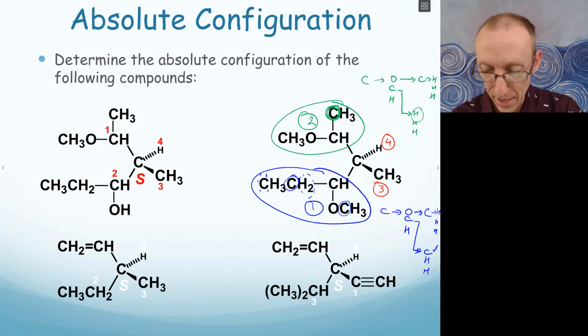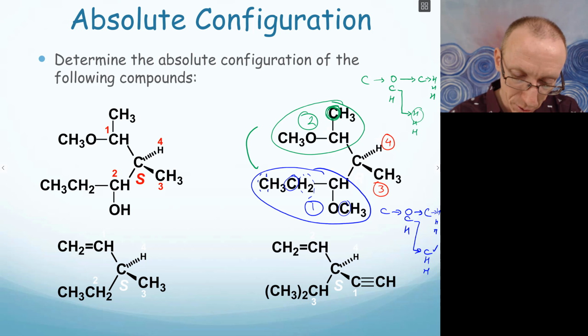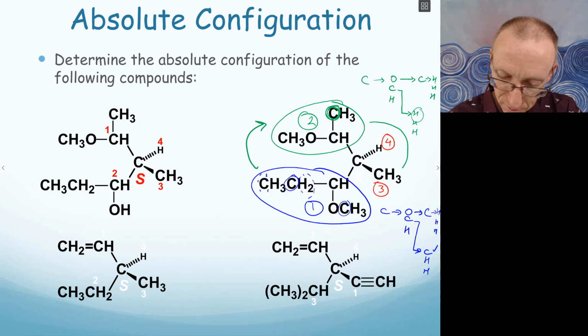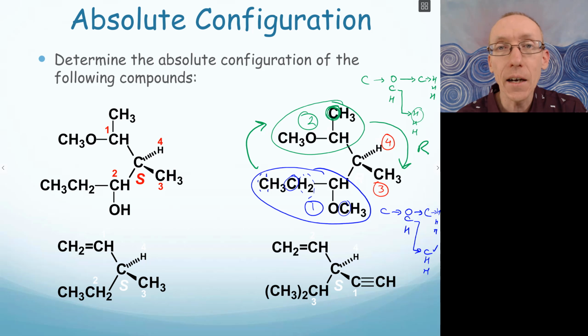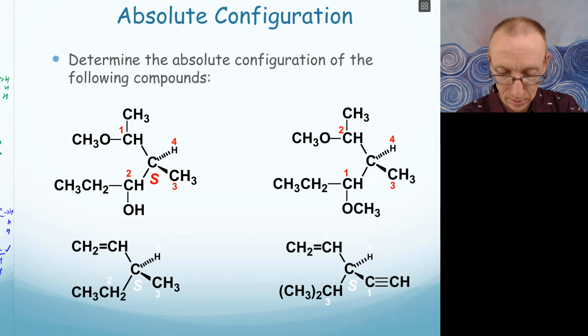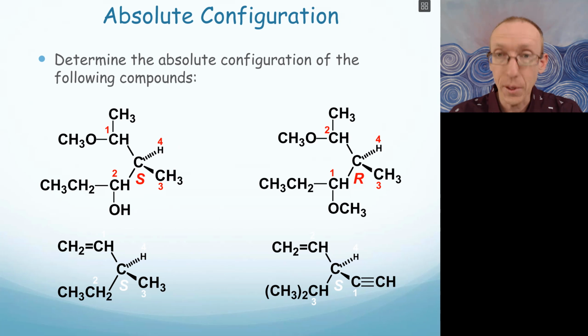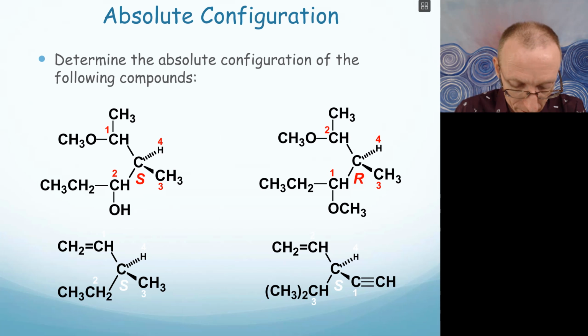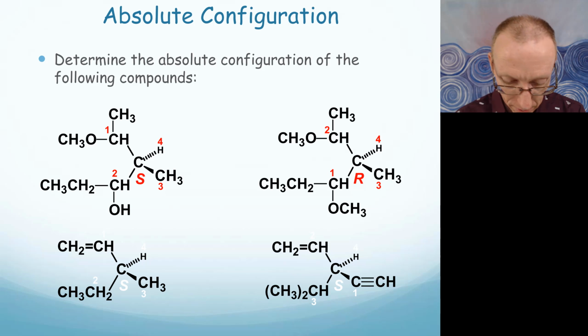Okay, lowest priority group is at the back. We go from 1 to 2 in a clockwise direction to 3. So clockwise, that means this molecule must be the R configuration. Okay, and then we have it, R. All right, let's look at some multiple bonds.